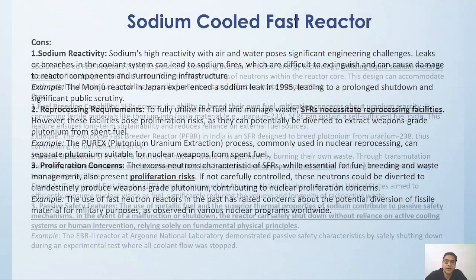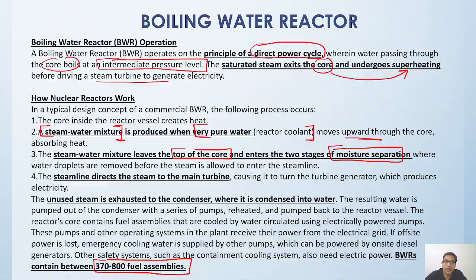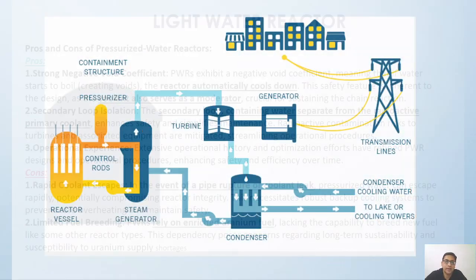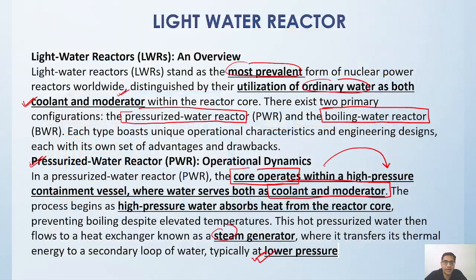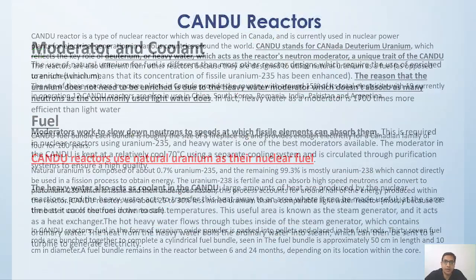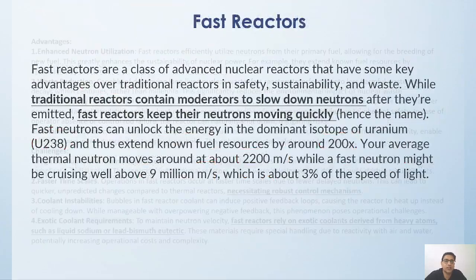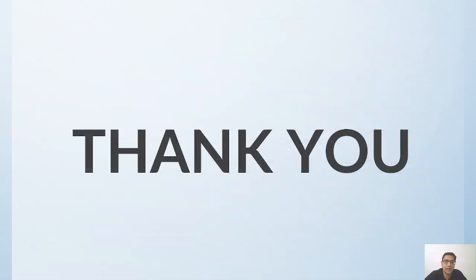Then we have a sodium-cooled reactor, then we have a CANDU reactor, then a boiling water reactor, and then a light water reactor. We have already discussed all the things related to how uranium enrichment works. In the next class we will be discussing the advantages, policies, government nuclear policy, the civil nuclear deal and everything.